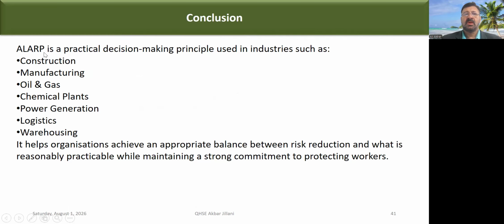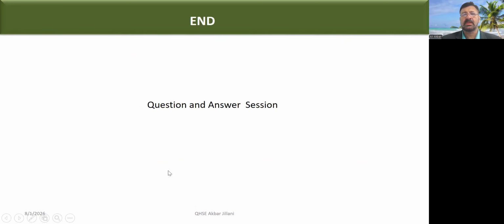Conclusion. ALARP is a practical decision-making principle used in industries such as construction, manufacturing, oil and gas, chemical plants, power generation, logistics, and warehousing. It helps organizations achieve an appropriate balance between risk reduction and what is reasonably practicable while maintaining a strong commitment to protecting workers.